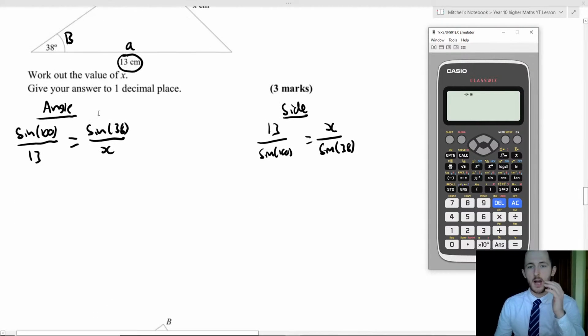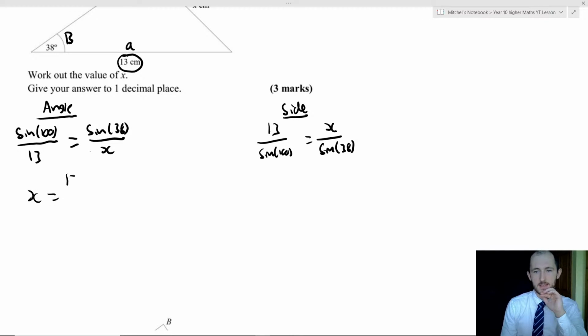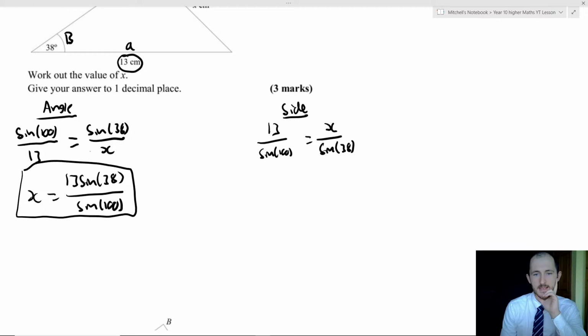I actually always use just the angle side, because rearranging is second nature to me. So, for example, if I were to rearrange this, I would literally just get x equals 13 sine 38 over sine 100. But I only know that because I've rearranged about 4 million times in my brain. So that's my answer. But let's see how we get to that.